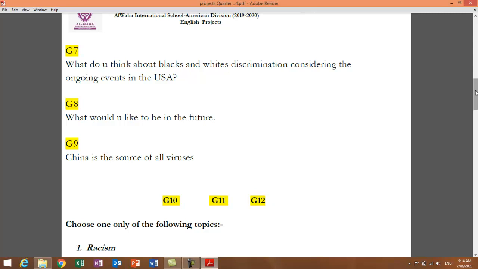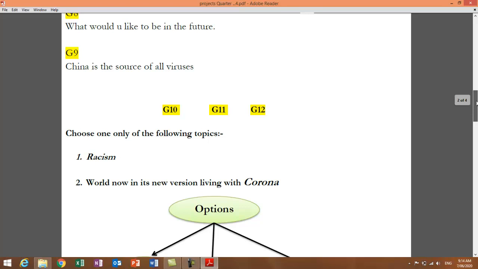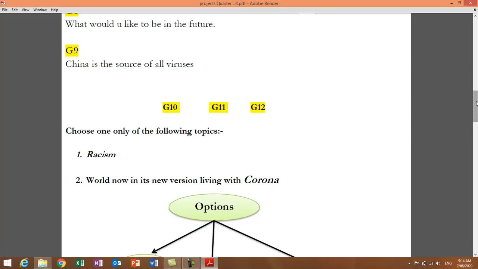As we come to grades 10, 11, and 12, I put two concepts. You can choose either of the two. I will elaborate the first one, and say it is racism. What does it mean? Remember, I was talking previously about white and black, but right now I will be saying racism. What does it mean?